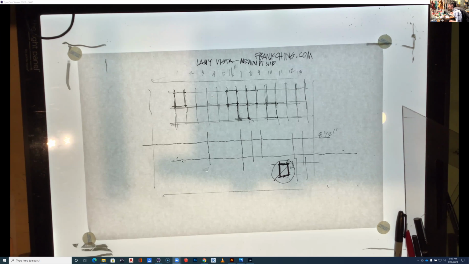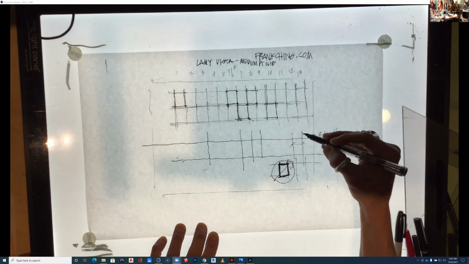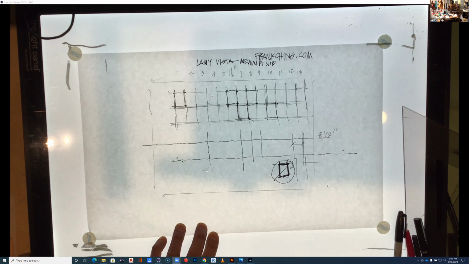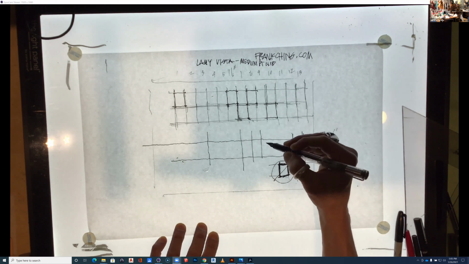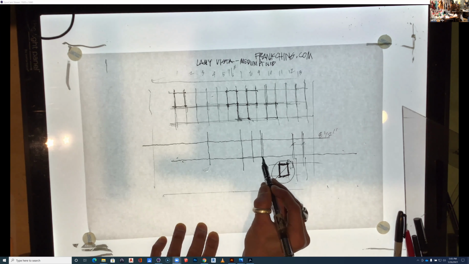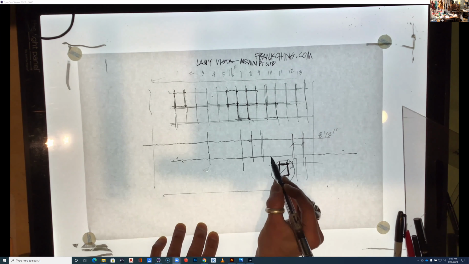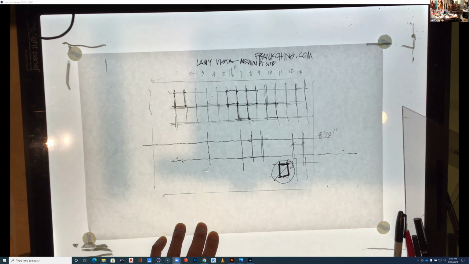So instead of blackening in a square like that, you decide this one is not quite right. Draw another line. Draw another line. Another line. And then you use that.